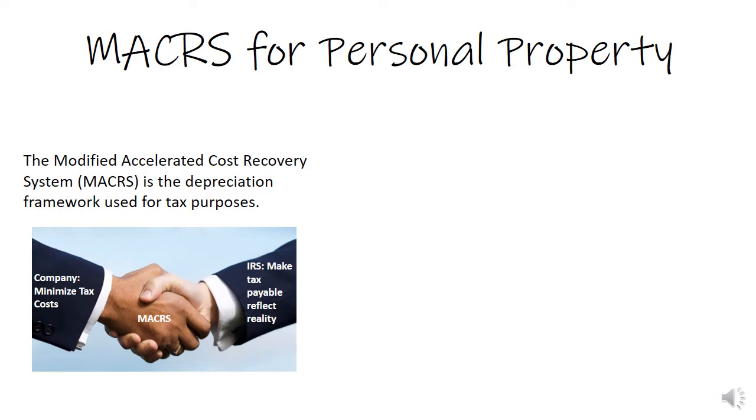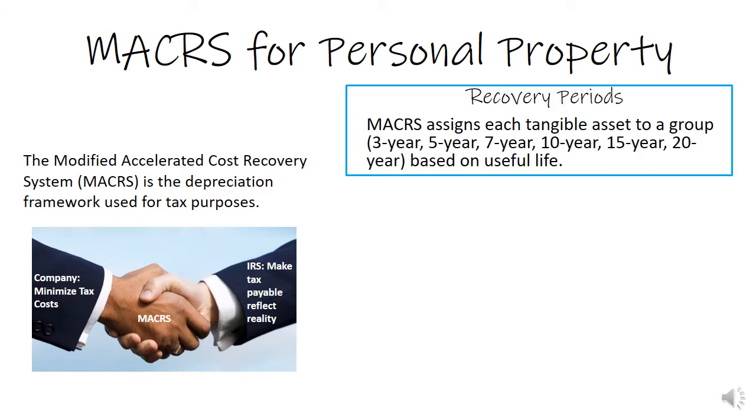MACRS calculates depreciation based on three factors. First is the recovery period. It assigns each asset to a different group, 3-year, 5-year, etc., based on its useful life. This useful life is generally shorter than the length of time that a business or business owner will actually use the property. So they get to take the acceleration more quickly than they would ordinarily.